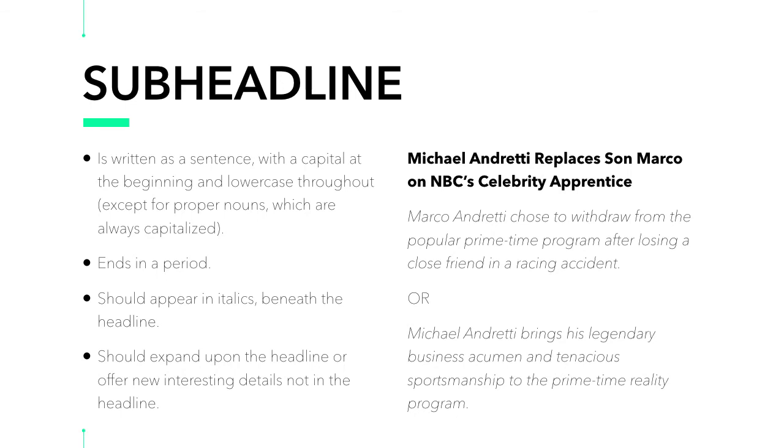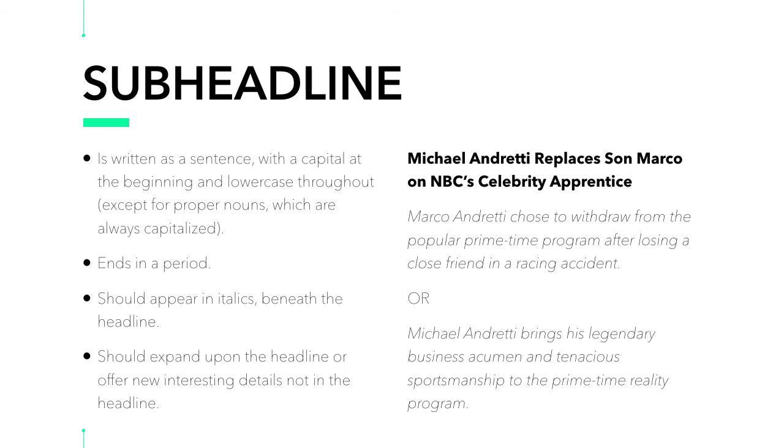Let's look at these two examples and talk about how the subheadline works as a persuasive device. Here we have our headline, Michael Andretti replaced his son Marco on NBC Celebrity Apprentice. So here we have our headline from before, and here's two subheads. The first one says, Marco Andretti chose to withdraw from a popular primetime program after losing a close friend in a racing accident. The second one says, Michael Andretti brings his legendary business acumen and tenacious sportsmanship to the primetime reality program.